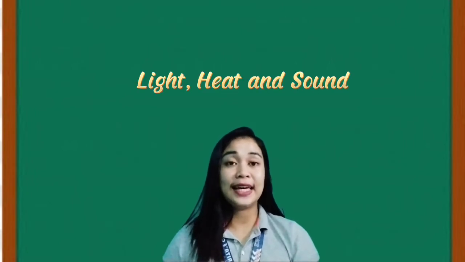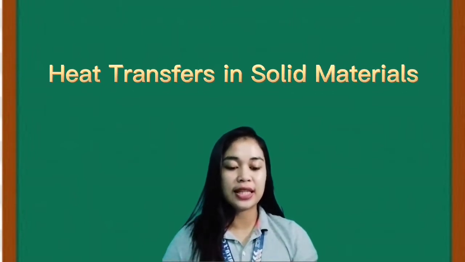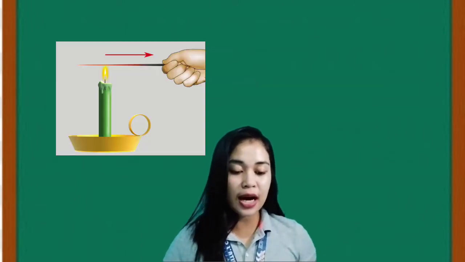So let's go on to chapter 2, Light, Heat, and Sound. Lesson 50, Heat Transfer in solid materials. The transfer of heat through solid materials is called conduction. The heat from the lamp makes the atoms at the bottom of the nail vibrate faster. Conduction is the heat transfer from one substance to another by direct contact.